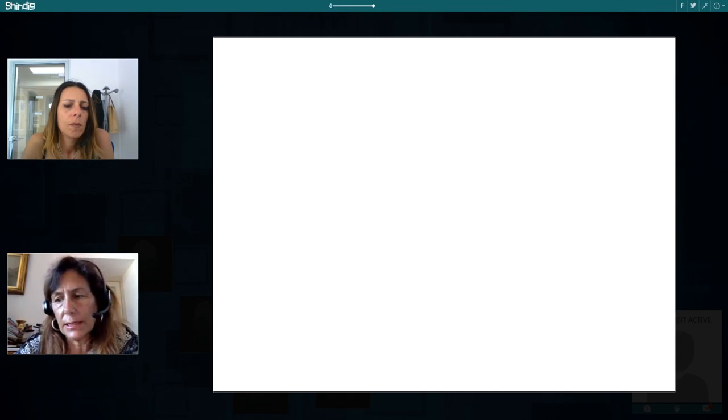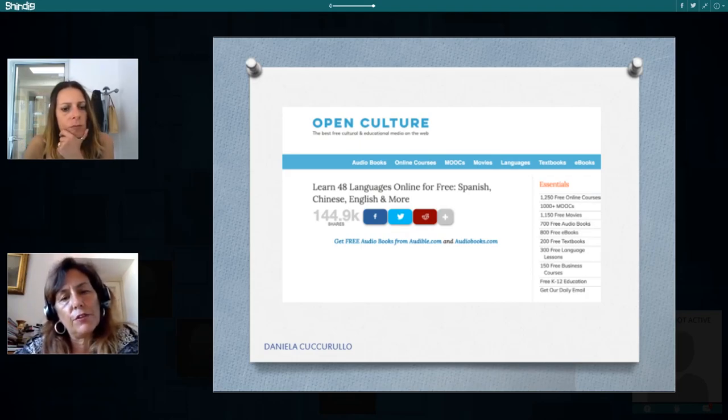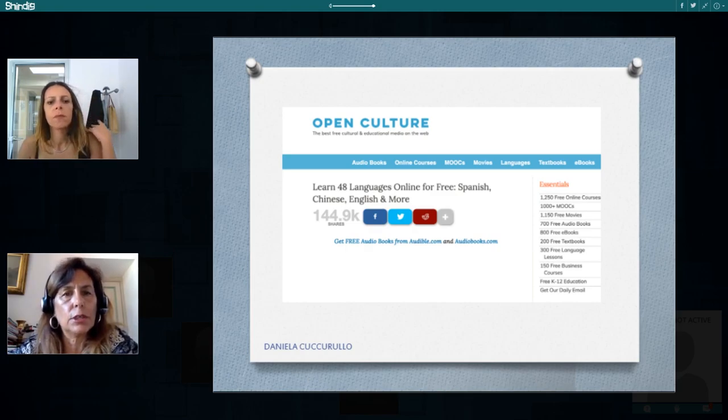The next one is also the last one. Open Culture. Here you have 48 languages online for free. As you see on the right-hand side, you have free online courses, you have MOOCs, you have free movies, audiobooks, and textbooks. So plenty of materials, very useful resources, so you can surf the web and have your online lessons for free.